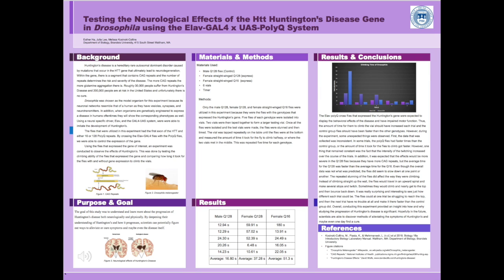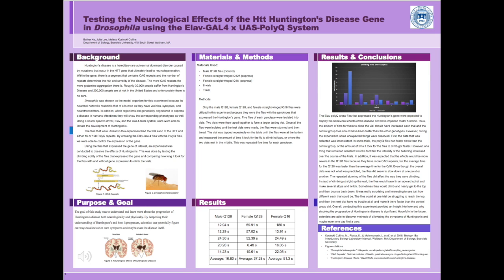Currently, around 30,000 people in the United States suffer from Huntington's disease, and about 200,000 are at risk. The organism Drosophila was chosen for this experiment because its neurological network functions in a similar way to that of humans, as well as the fact that they breed very quickly.